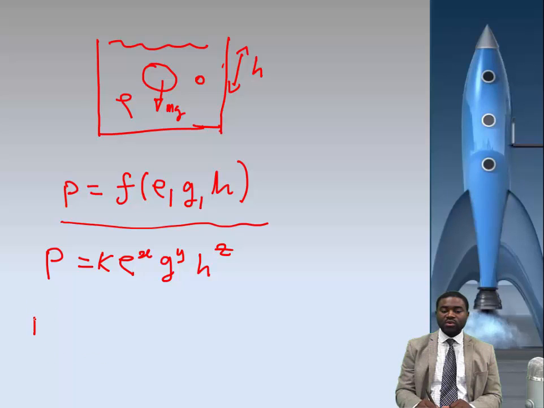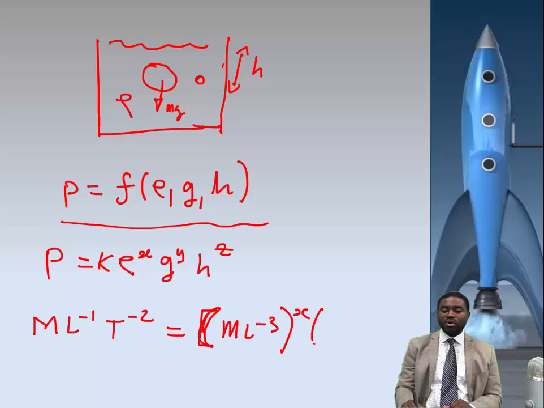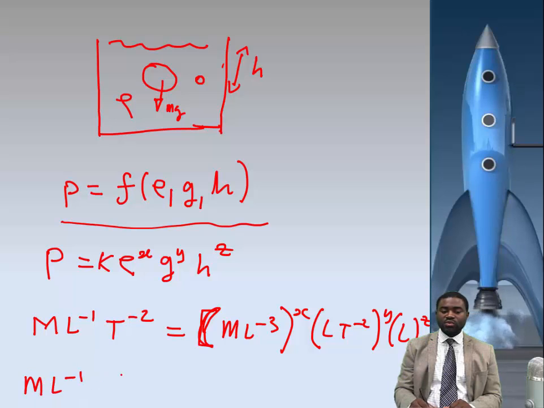So the dimensions of pressure, we've calculated that it's ML minus 1, T minus 2. All of this will be equal to the dimensions of density. What are the dimensions of density, please? To the power X. What are the dimensions of G, which is acceleration? And H is just L. This is Z, right? So we have ML minus 1, T minus 2. All of this should be equal to M^X, L^(minus 3X plus Y plus Z), multiplied by T^(minus 2Y).